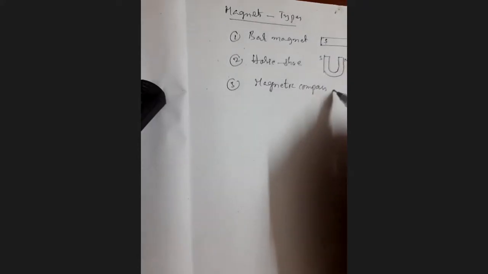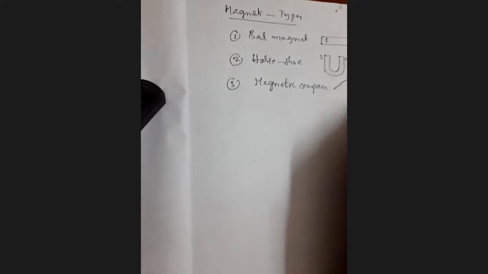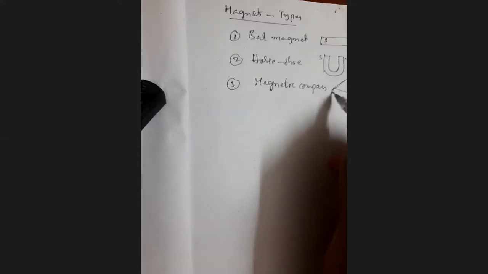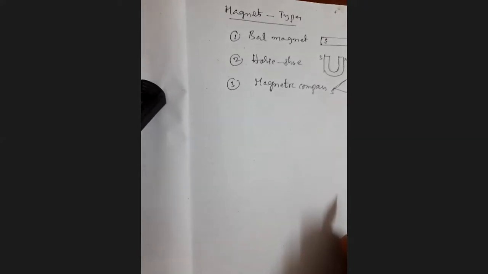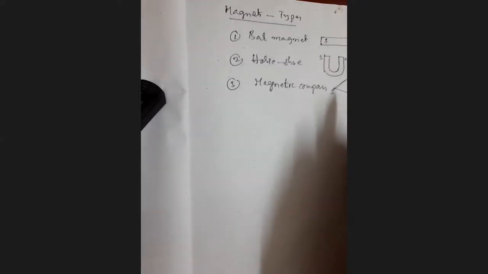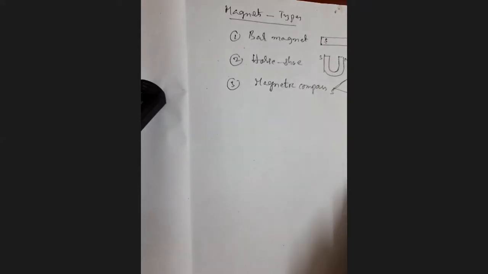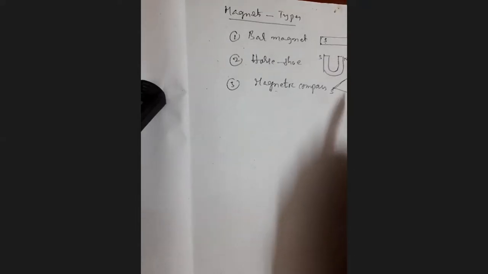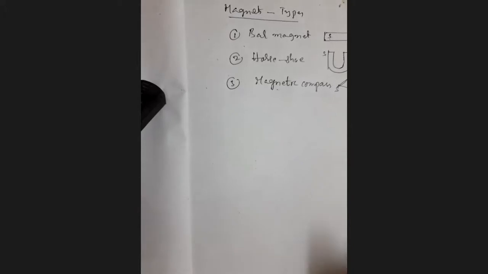A magnetic compass is like this. Generally, the north pole is denoted with a shaded region or a red mark. It is the north pole. The second end is the south pole. Okay. So bar magnet, horseshoe magnet, magnetic compass. We are using these in laboratories, and this magnetic compass is used to map the magnetic lines of force, to know the directions.